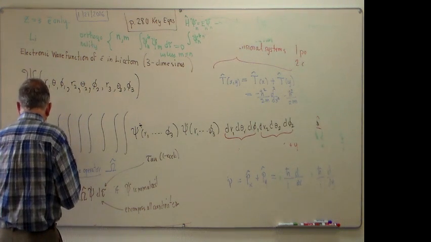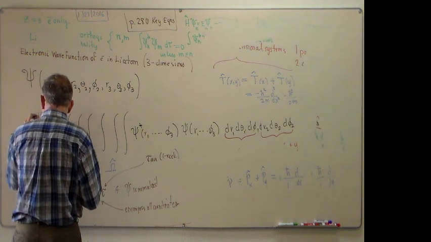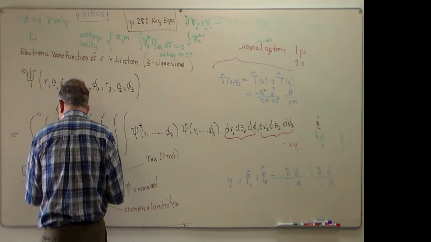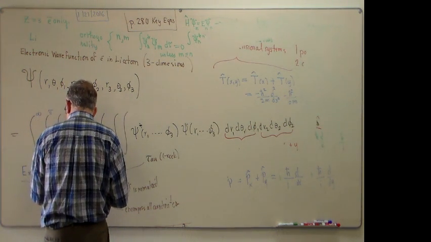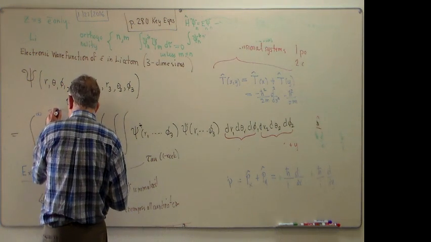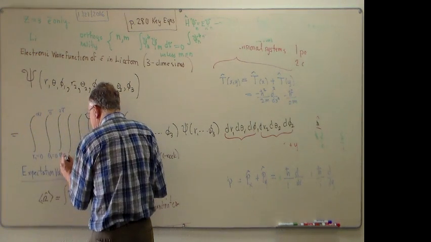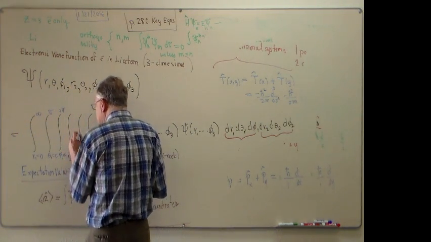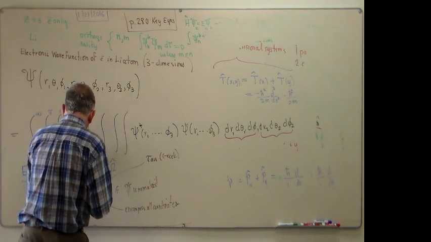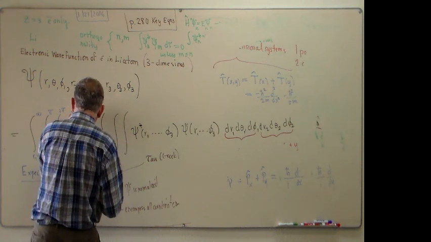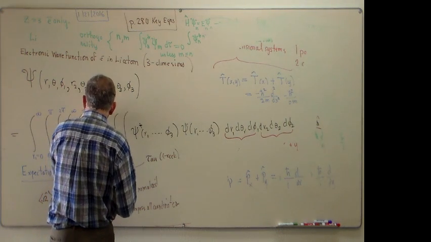So in spherical polar coordinates, r1 would go from 0 to infinity, and theta 1 would go from 0 to pi radians, and phi 1 would go from 0 to 2 pi radians. And similarly, for the second electron, r2 would go from 0 to infinity in meters if it were SI. Theta 2 would go from 0 to pi radians, and phi 2 would go from 0 to 2 pi radians.